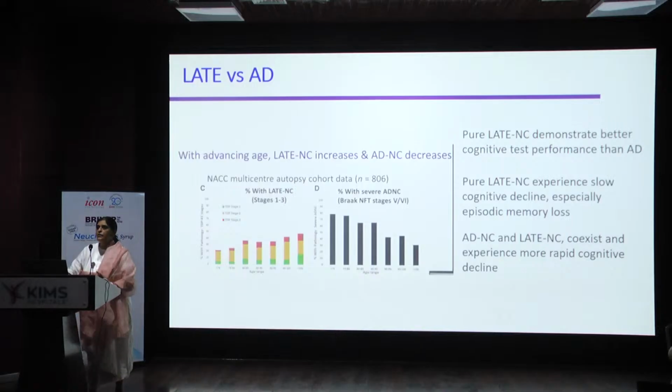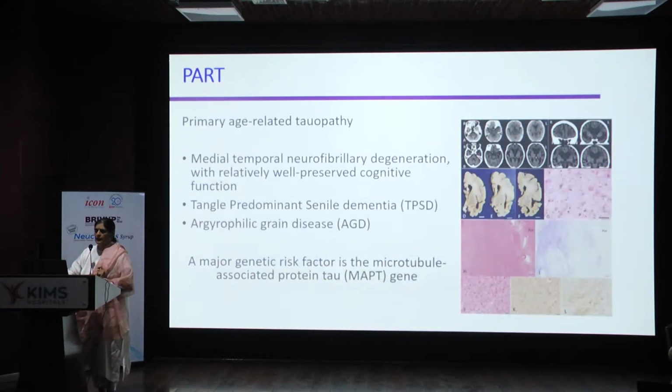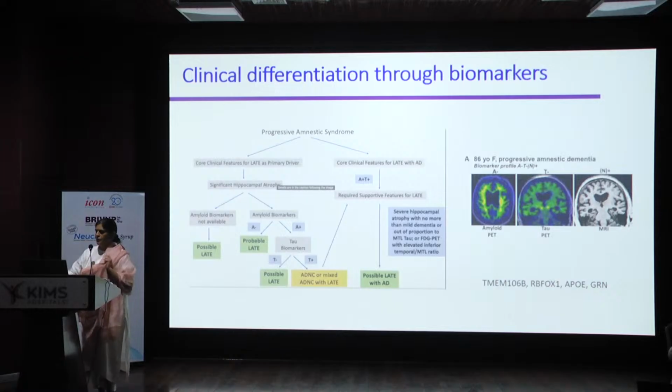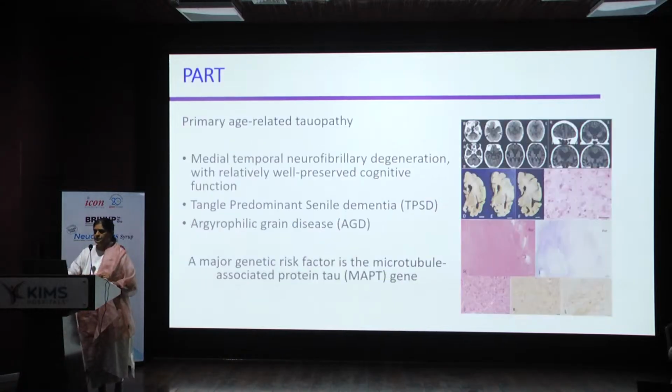So if you see an 80-year-old man with memory loss, with hippocampal atrophy, you can't make a definite diagnosis of Alzheimer's disease until you have biomarkers. And if they are negative, start thinking, is he accumulating TDP-43? And then in such patients, of course, amyloid biomarkers will be negative.